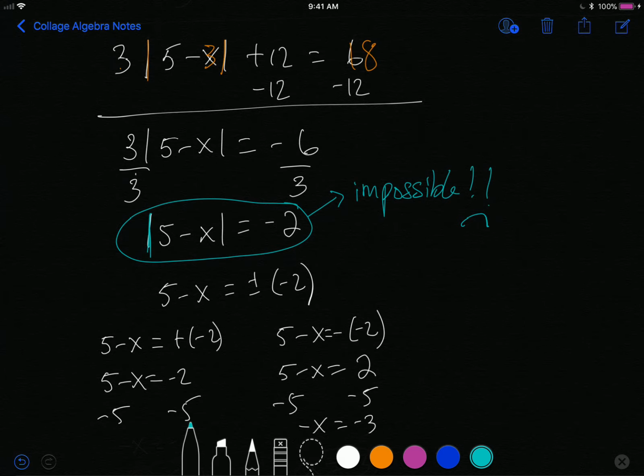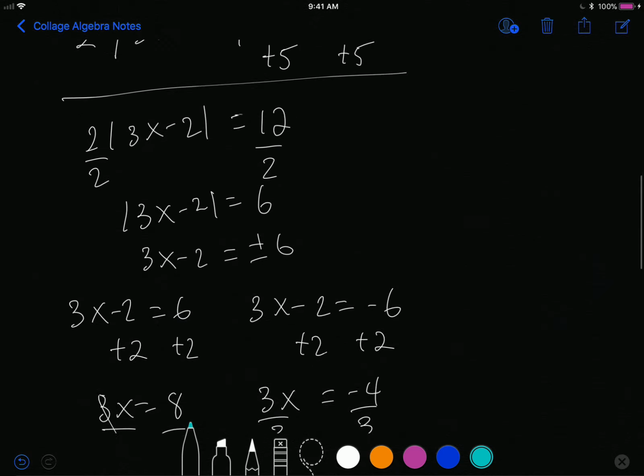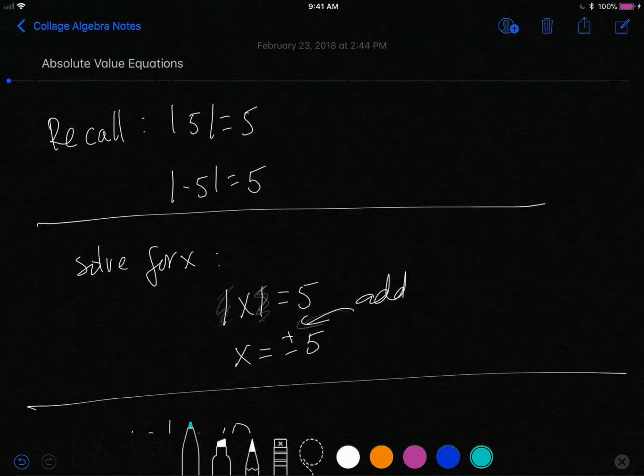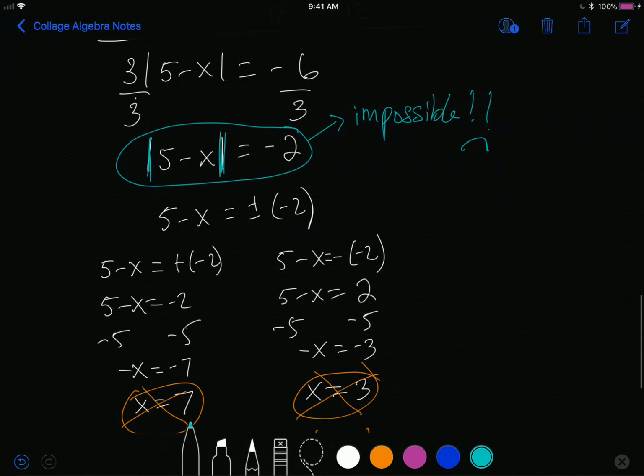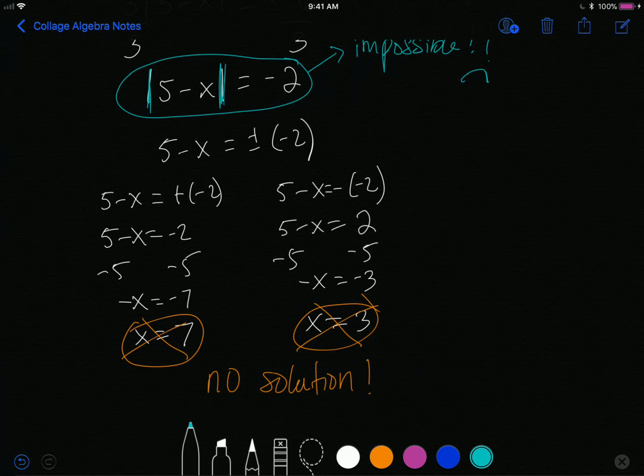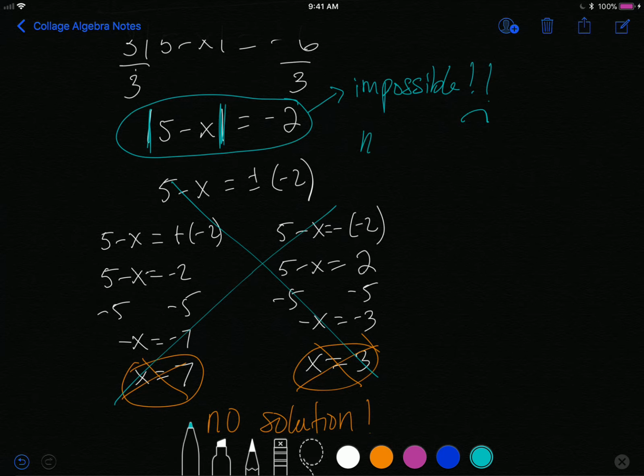When you take an absolute value, you always get a positive answer. And so it is not possible to take the absolute value of 5 minus x and get negative 2. And therefore, everything else did not make sense. Whenever you get something that's impossible, the answer is automatically no solution. Nice, right? You can just stop right there and then go on about your business.